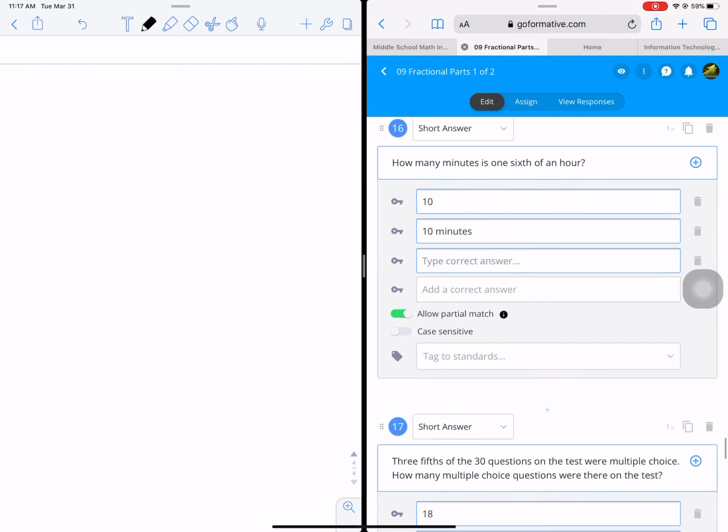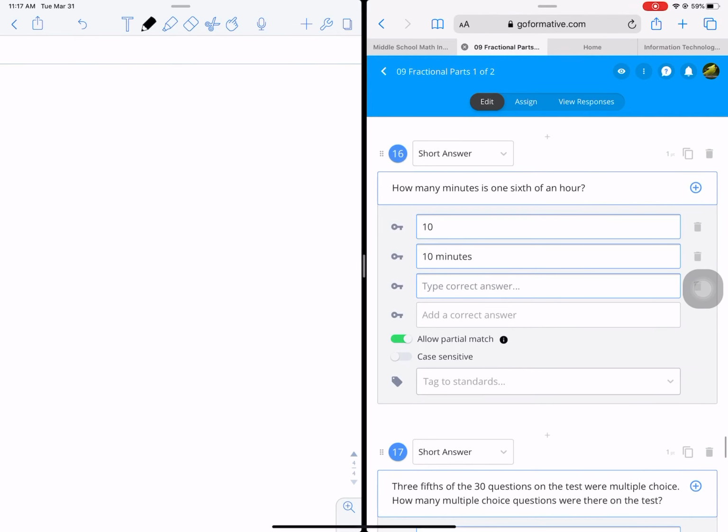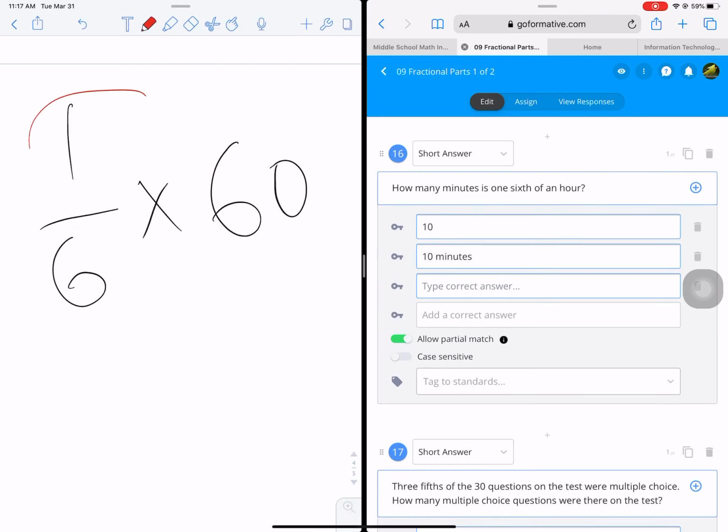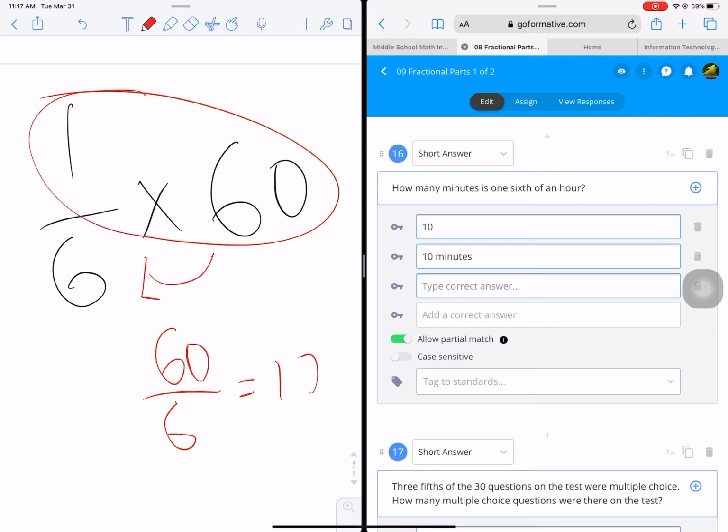How many minutes is 1/6 of an hour? How many minutes are in an hour, first of all? 60. And then 1/6, I'm actually building my own one of these that we were doing earlier. My advice was to multiply the tops and then divide it by that bottom. So it'd be 60 over 6, which is why the answer is 10.